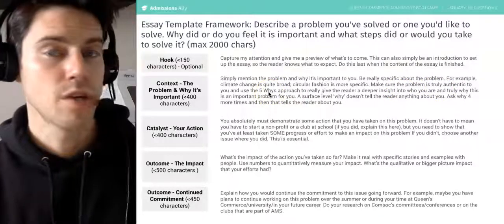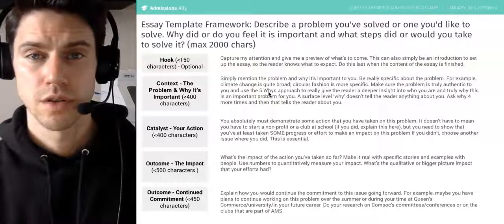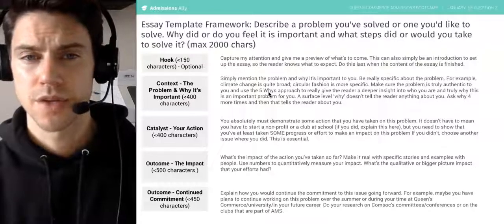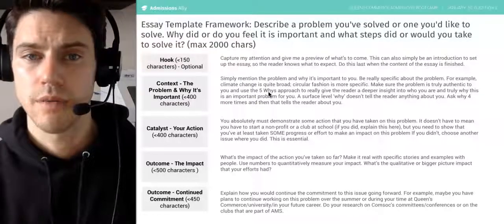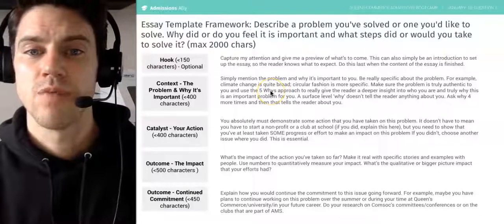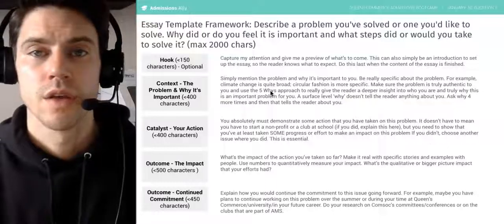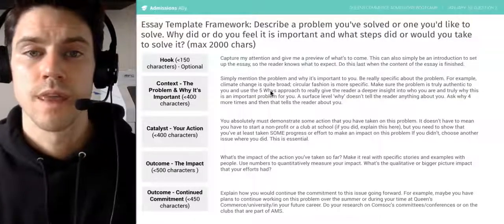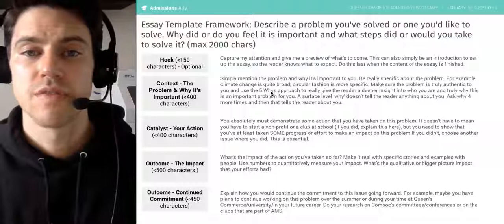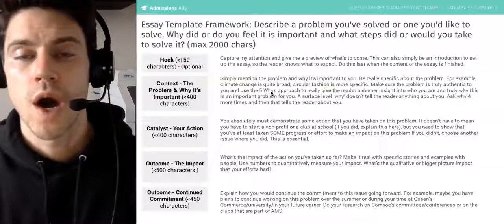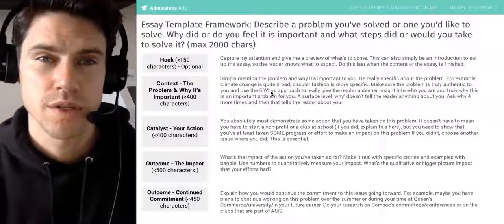So if you're not passionate about fashion and you have no extracurriculars that demonstrate that passion, you want to choose another problem. And use the 5 whys approach to give the reader a deep insight into who you are and why this is truly an important problem for you. So the 5 whys would be, let's say you choose the problem of circular fashion. You ask, why is circular fashion important to me?